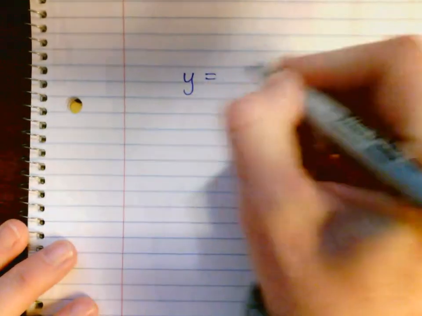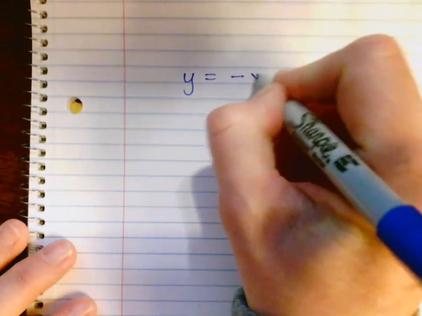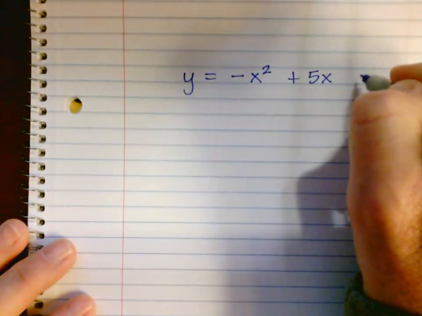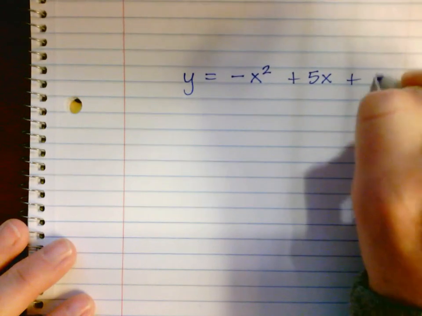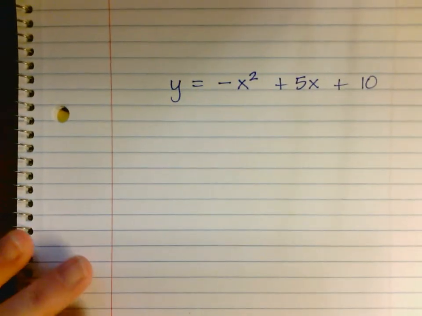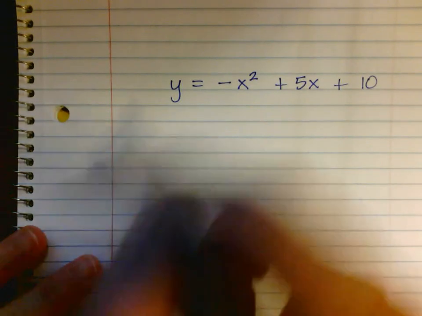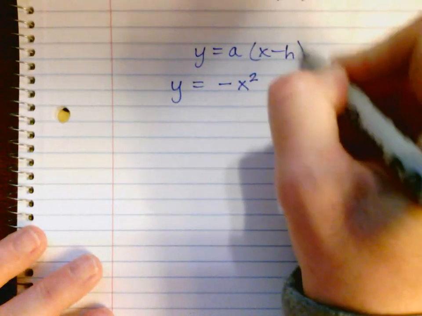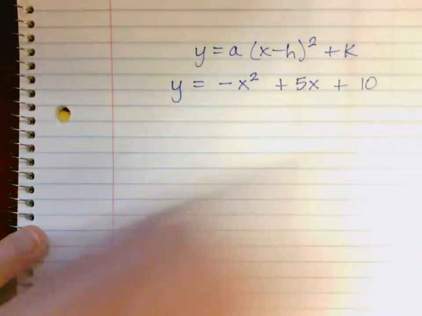We can try another example if you'd like. y equals the opposite of x squared plus 5x plus 10. So here we have a standard form of a quadratic function, and we would like to convert this to vertex form.